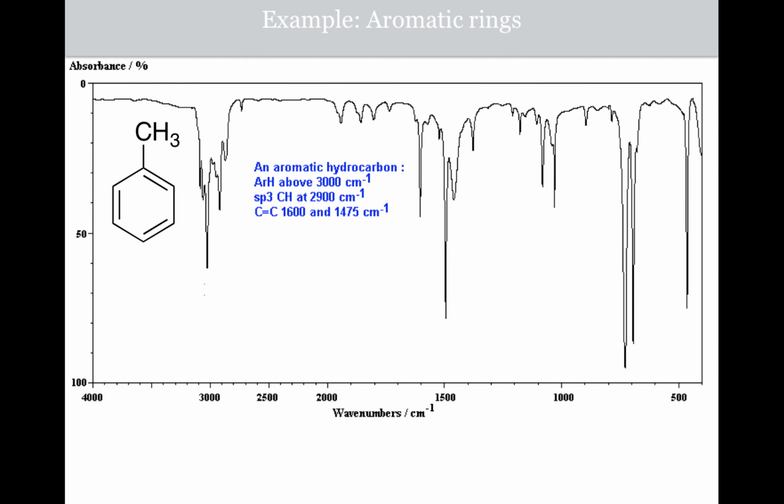Another example is aromatic ring. In this example, I give toluene, which is a not very used solvent in organic labs. It has an aromatic ring, which consists of 6 carbon atoms and 3 double bonds, which makes it aromatic. Also, aliphatic carbon-hydrogen bond. The first thing I'm going to show you is sp2 carbon-hydrogen stretching around above 3000. And below 3000, it will give sp3 carbon-hydrogen stretching.